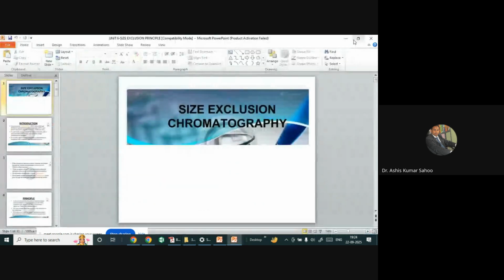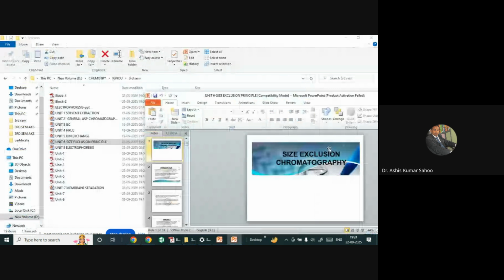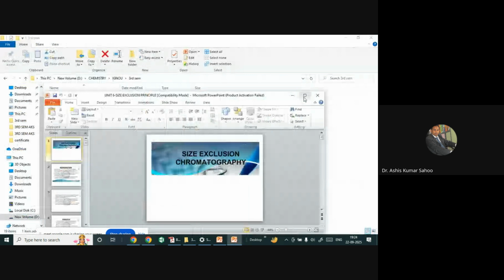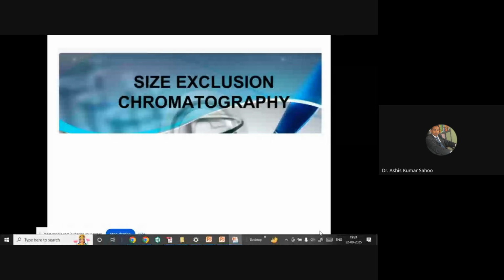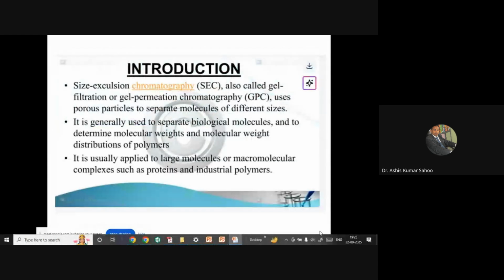So whatever the size, this is another type of chromatography: size exclusion chromatography.